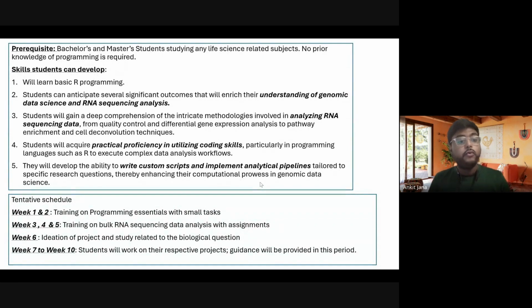From week 7 to week 10, we will work on respective projects. Students will work on their respective projects, and obviously guidance will be provided in this period. You will not be alone. You will be given a task, like you will be given the goal, and you have to achieve that goal. Whatever programming you have learned so far, whatever training you got, you have to utilize just those skills and apply them to your respective project and get the outcome.